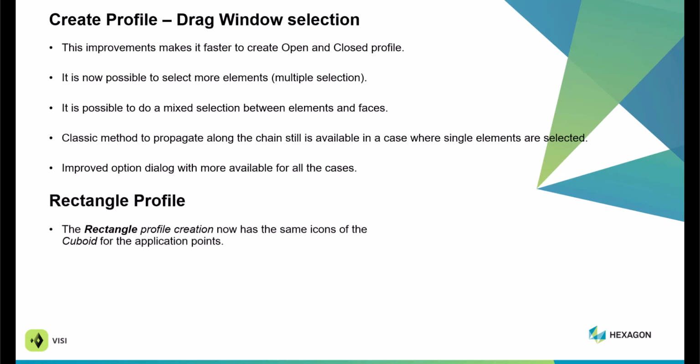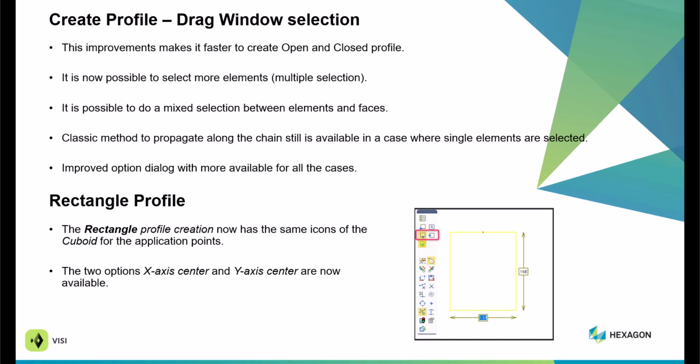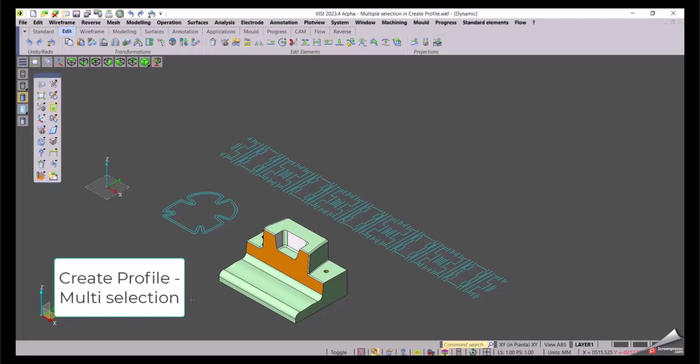And with rectangle profile, the profile creation is now on the same icon as cuboid. So you have the ability to do an X center, Y center within this command. So the same options that were available in cuboid for being able to do this are now available in rectangle.